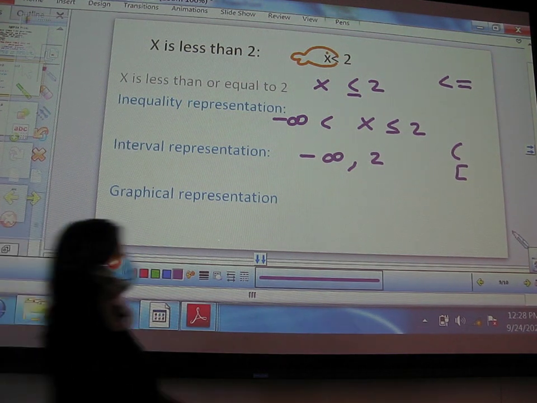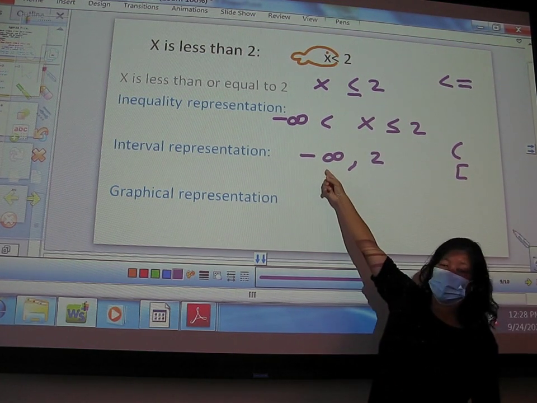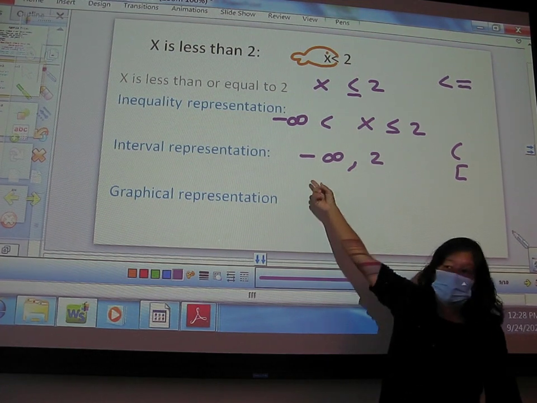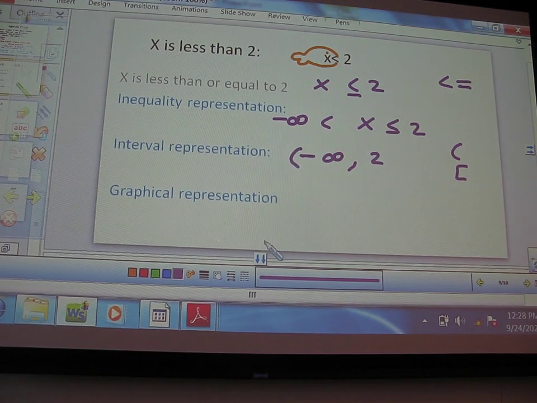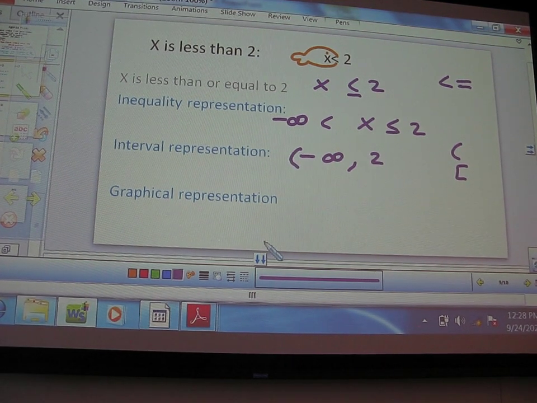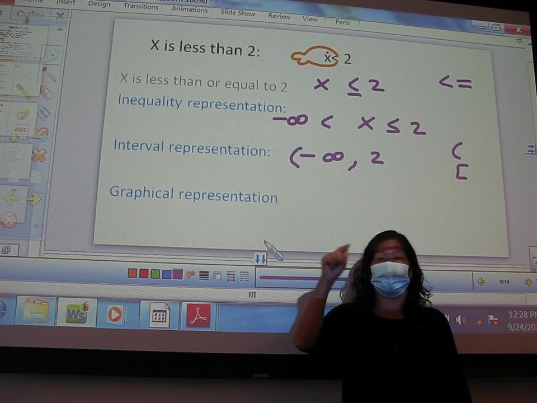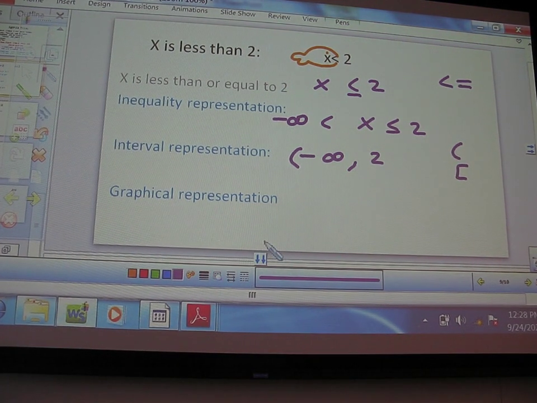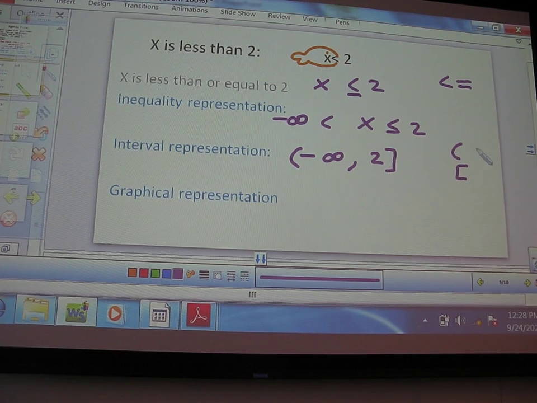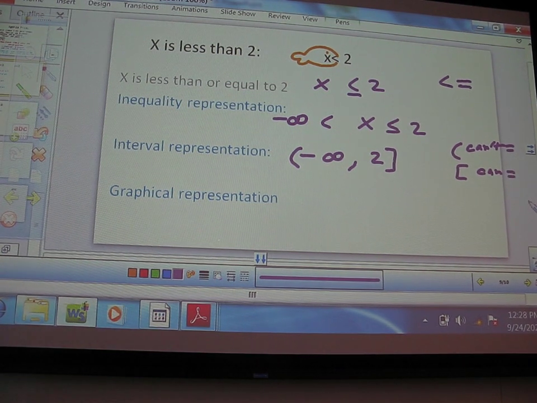This is if you cannot equal it. You can never, ever, ever equal a negative infinity. Ever. You can't. It's infinite. So I put this around it. Can I equal 2? Am I allowed to equal 2 in this situation? Yes. So that would have a square bracket around it. And so the parentheses are if it cannot equal, and the square bracket is if it can equal.